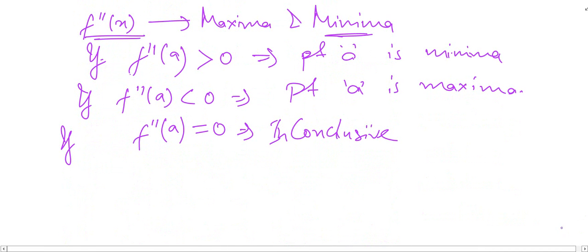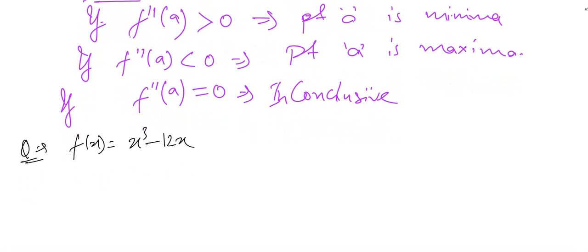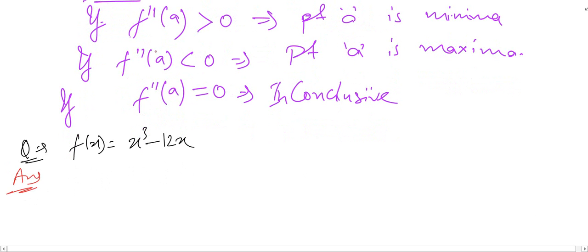So let us try to apply this concept in one question, right? The question says: find the maxima and minima of f(x) is equal to x cube minus 12x. The first thing to do is to differentiate. That means to find f dash of x, the f prime of x, which, by the simple rules of differentiation, is 3x squared minus 12.